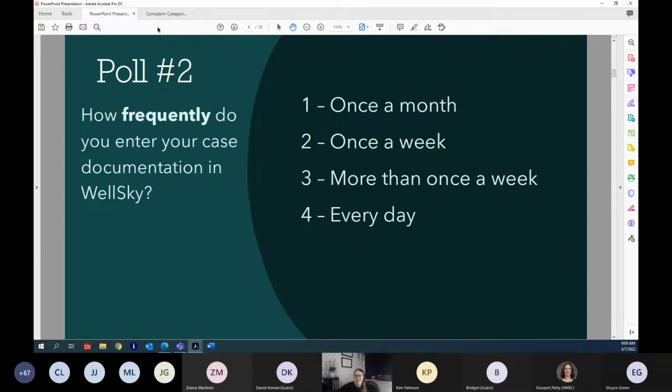So this one is asking you to tell us how frequently you enter your case documentation in WellSky. Are you an everyday person? Are you a multiple times a week person, a once a week person, or a once a month person? Launching now. Give it just a few more seconds here. Hopefully, this is a quick one to answer.